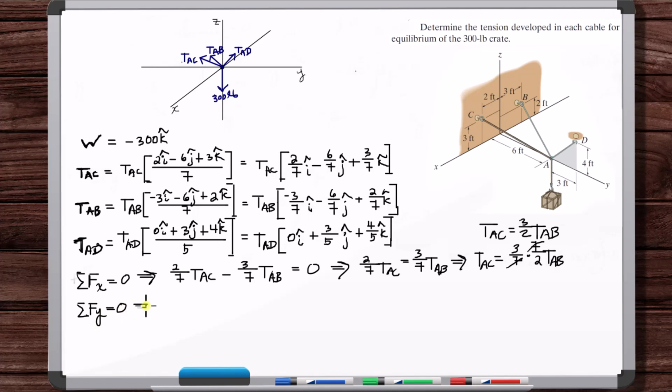All right. Now let's sum the forces in the y. This is going to be equal to 0. So we've got minus 6/7 TAC minus 6/7 TAB minus (3/5) TAD is equal to 0. So let's go ahead and substitute this TAC here. So we've got minus 6/7.